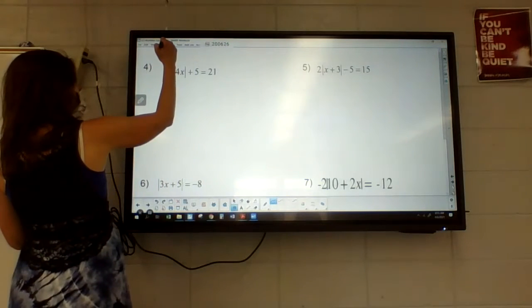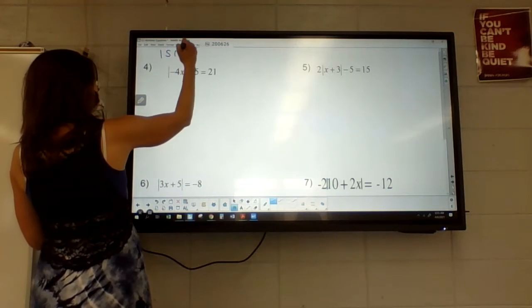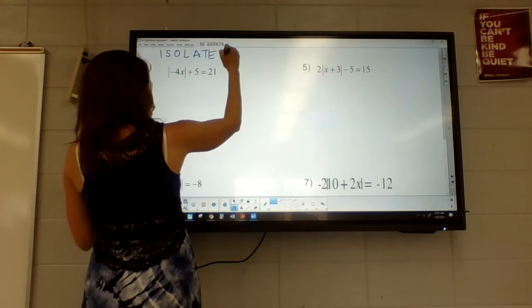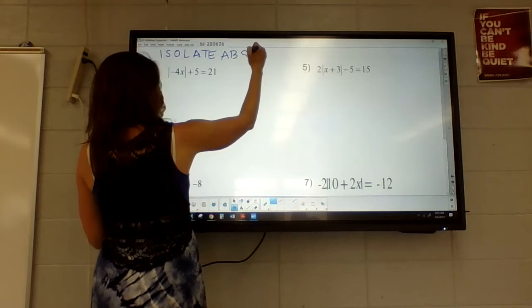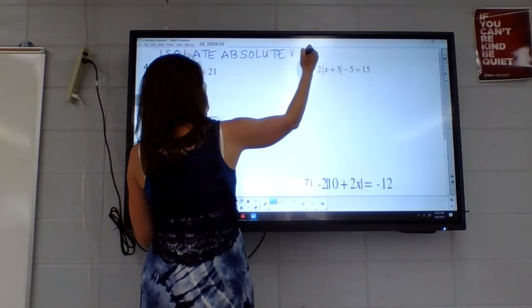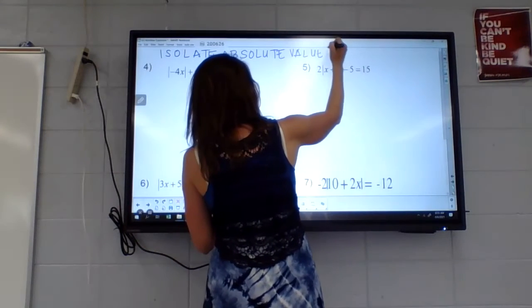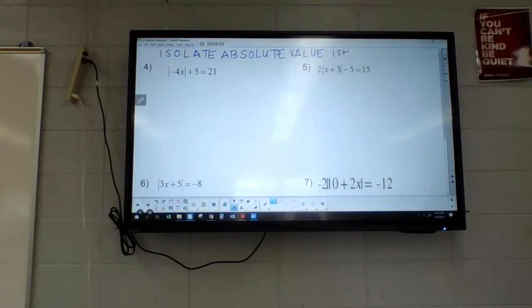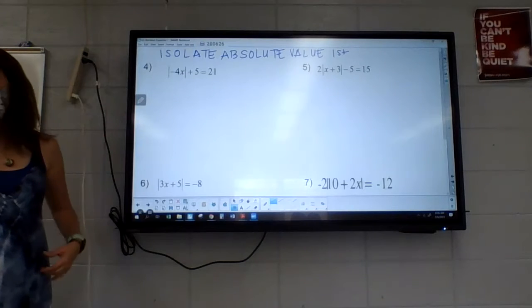So if the absolute value is not isolated, we have to do that first, before we can set up our two equations. That was that first step that we kind of had skipped over on the other side of the paper. So I want to get this absolute value alone in number 4.